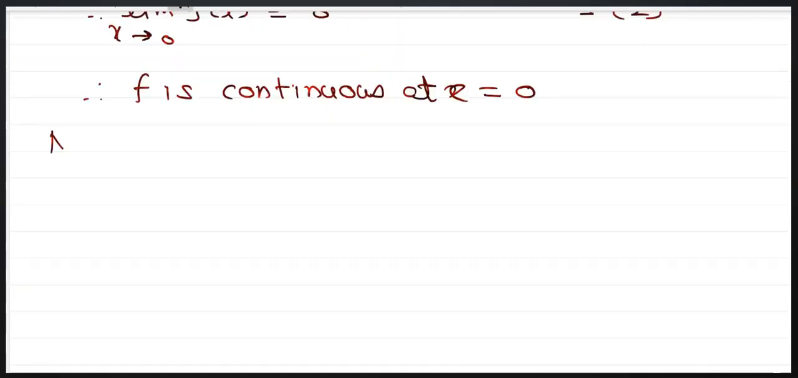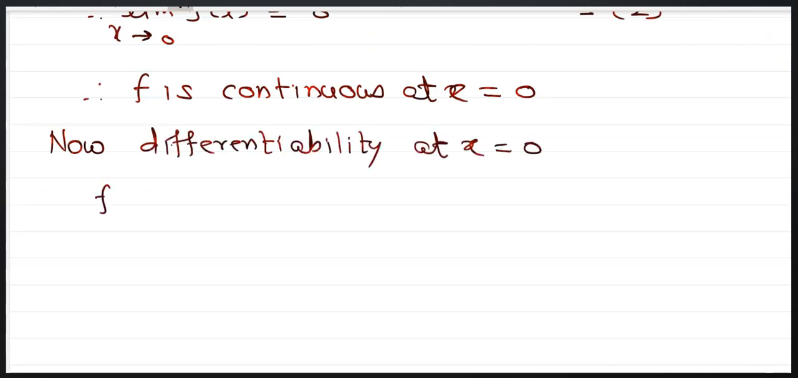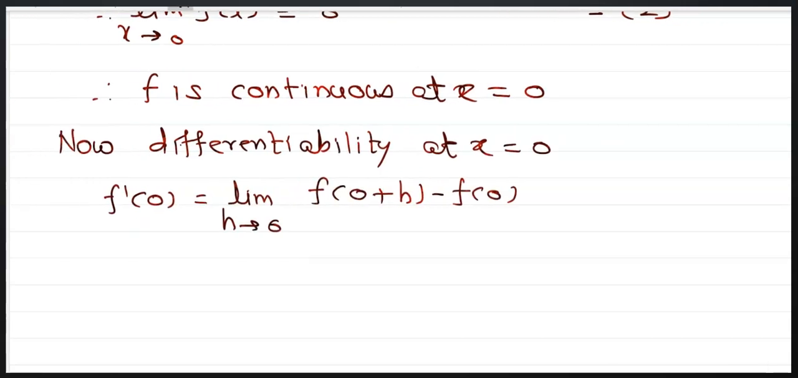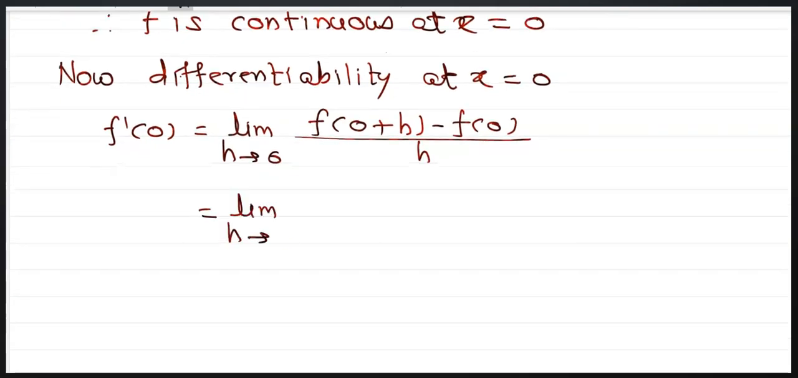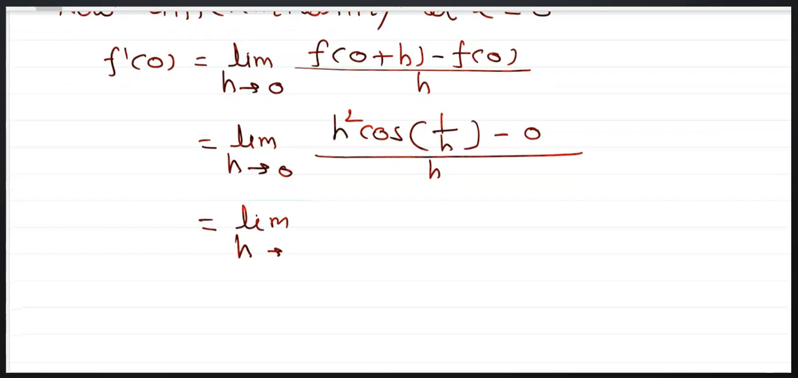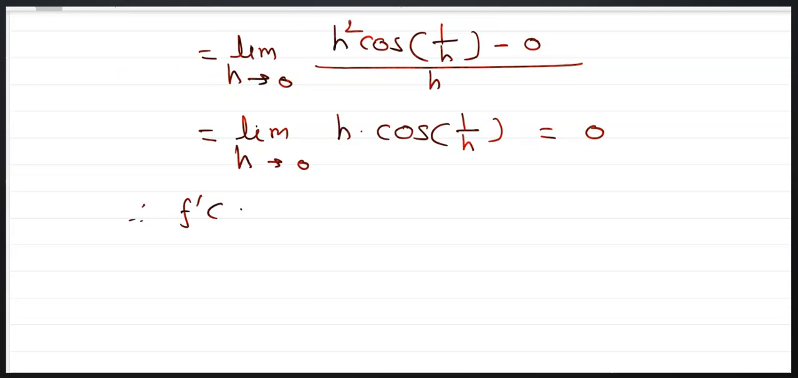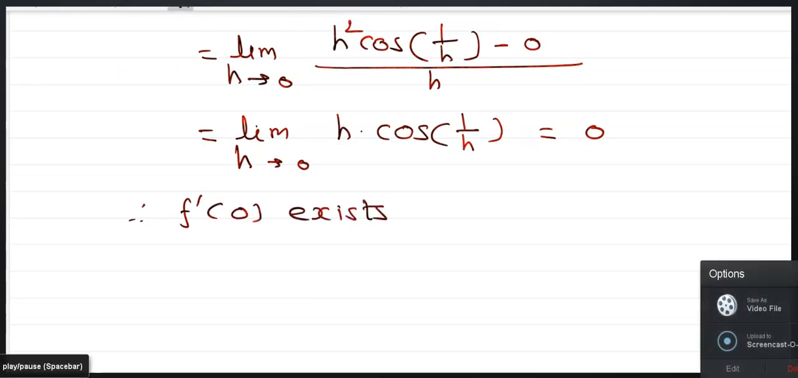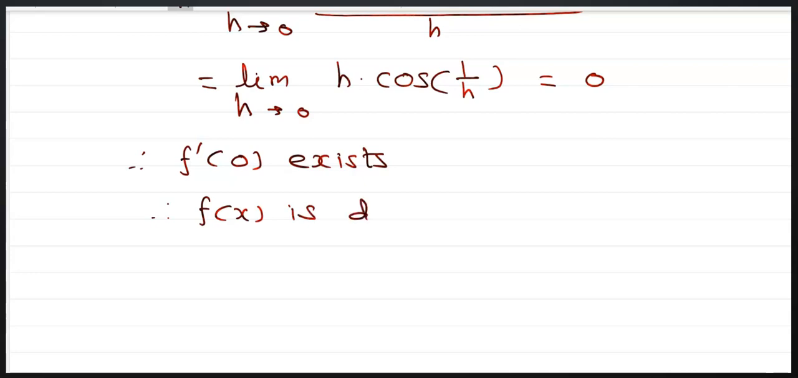Now the differentiability at x equal to 0: f dash of 0 is the limit as h tends to 0 of f of 0 plus h minus f of 0 upon h. Therefore, h square cos of 1 upon h minus 0 upon h, that is the limit as h tends to 0 of h into cos of 1 upon h. Overall, as h tends to 0, this becomes 0. Therefore, f dash of 0 exists, and hence it is differentiable.